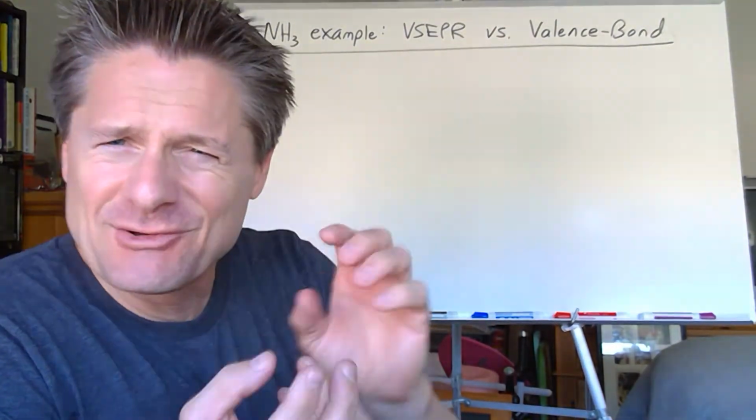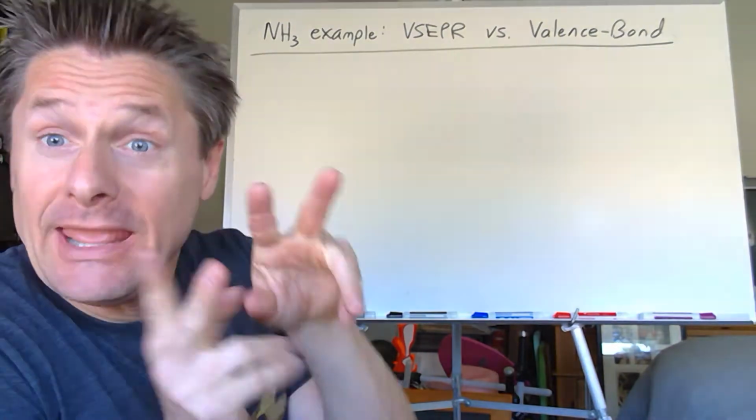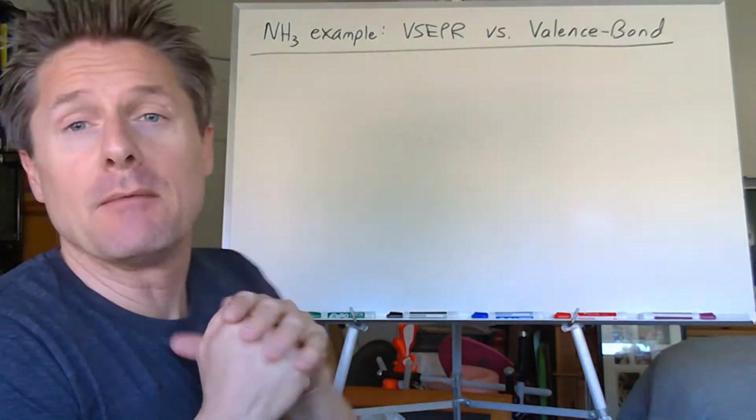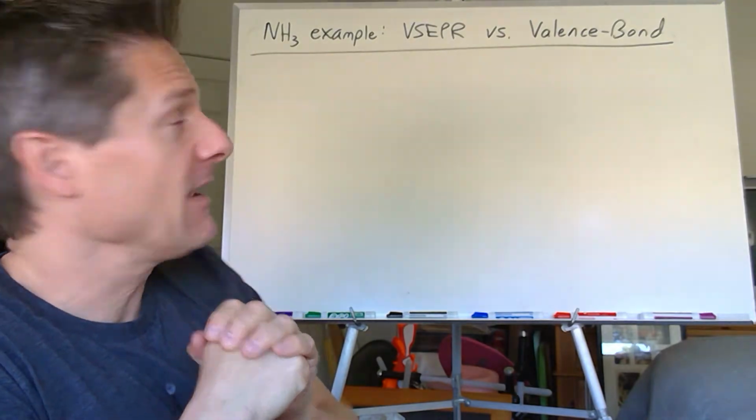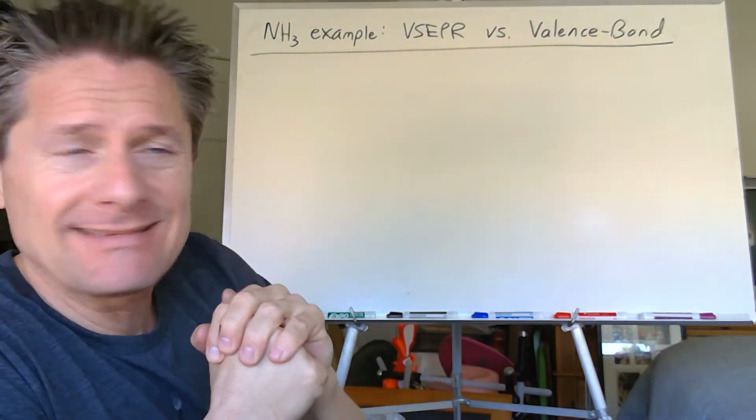All right, we saw hydrogen. That was pretty simplistic. Let's take something a little bit more advanced. Let's do something like ammonia. So if you remember with Lewis structures and VSEPR structures, let's compare and contrast these real quick.